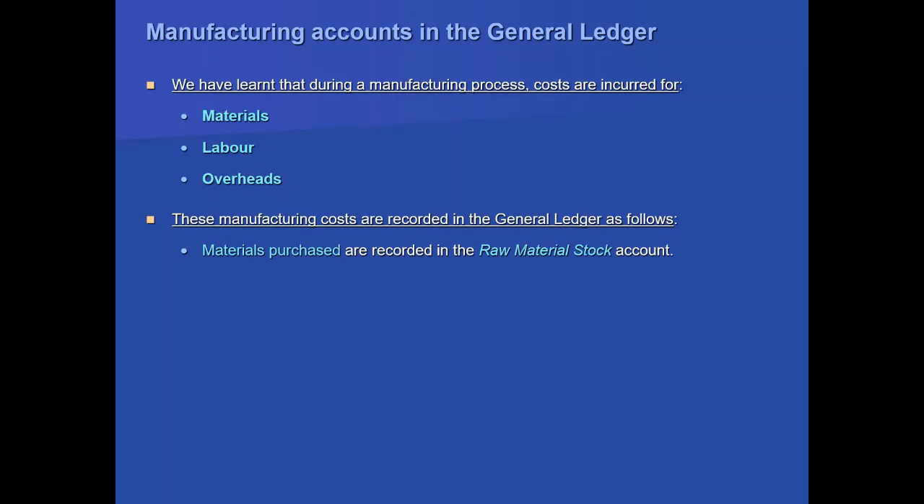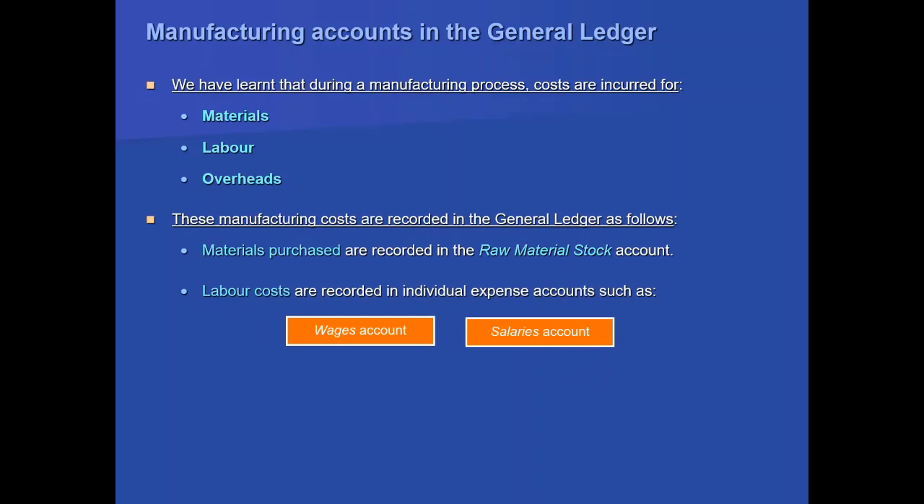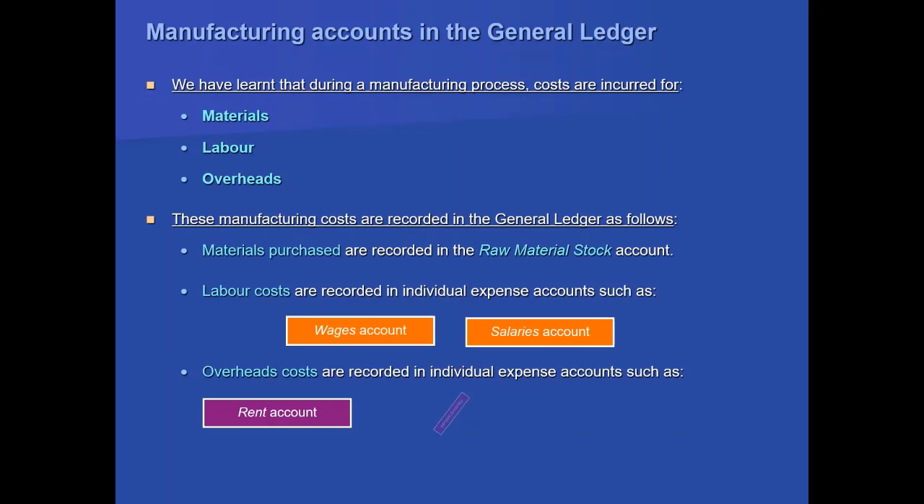The materials purchased are recorded in the raw material stock account. The labor costs are recorded in individual expense accounts such as the wages account and the salary accounts. And the overhead costs are recorded in individual expense accounts such as the rent account, electricity account, and the depreciation account.